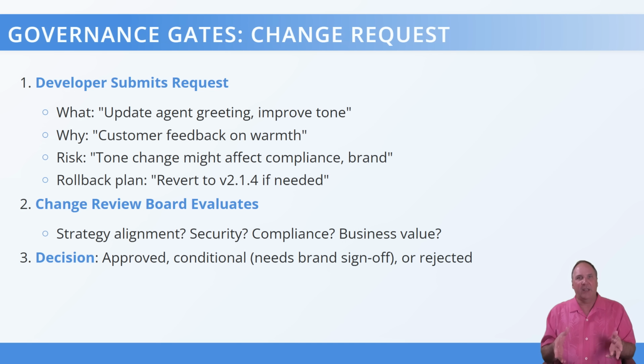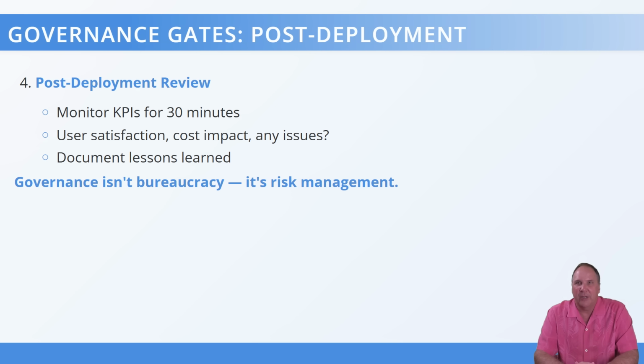Now, governance gates formalize this. A developer submits a change request describing what, why, and the risk, and a rollback plan. The change review board evaluates the strategy alignment, security compliance, and the business value. They approve, reject, or approve with conditions. After deployment, you monitor KPIs for 30 minutes. Check user satisfaction, cost impact, any issues. Document your lessons learned. Governance isn't bureaucracy, it's risk management.